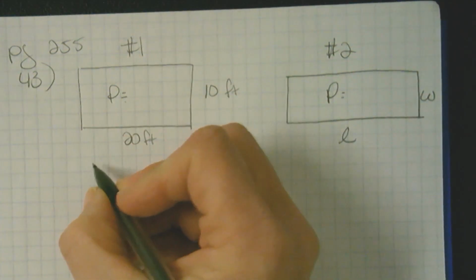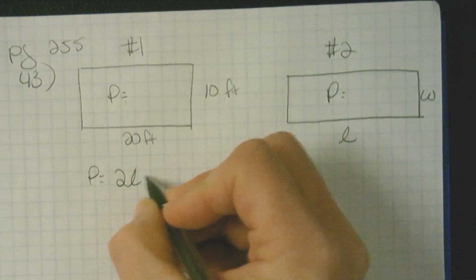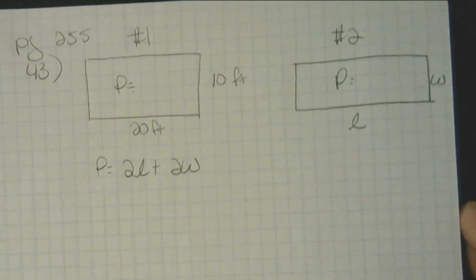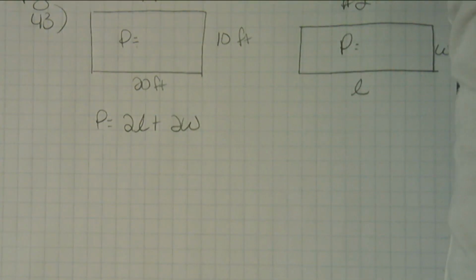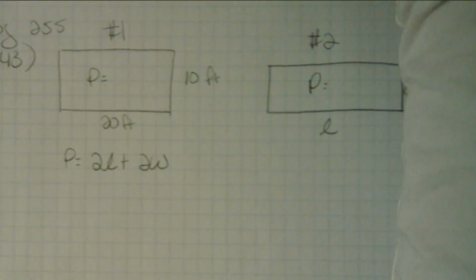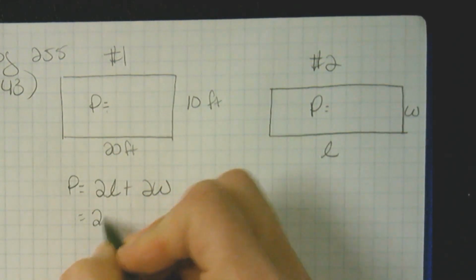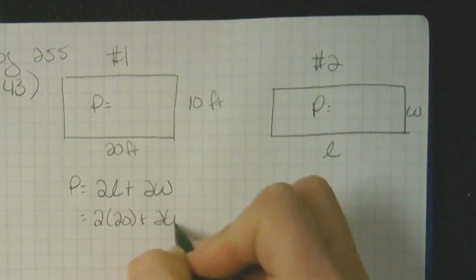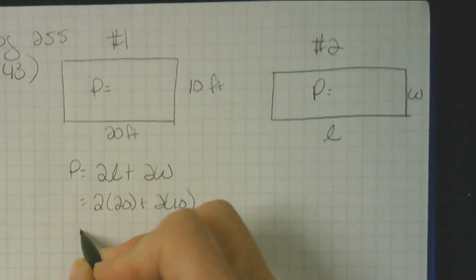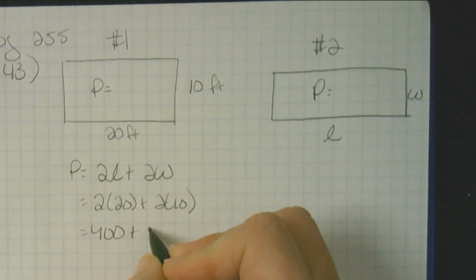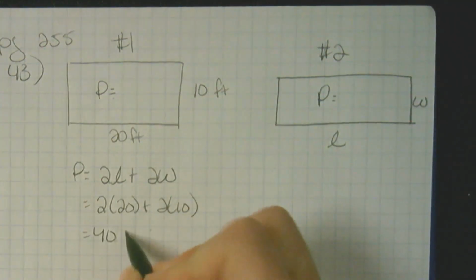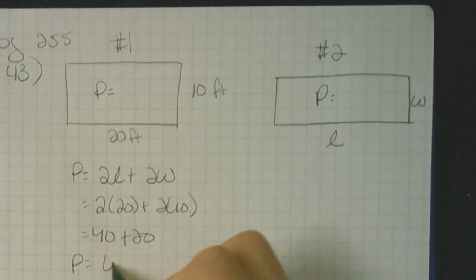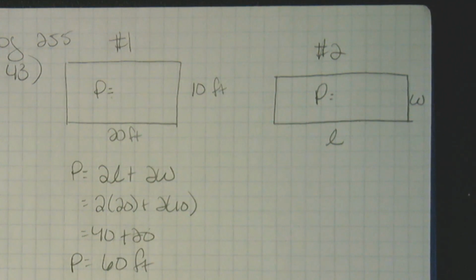So the perimeter of rectangle 1 is 2 times L plus 2 times W. All right, so that's the perimeter formula. Yes, that's the perimeter formula. I questioned myself for a second. And I'm just going to go ahead and substitute those in. So I have 2 times 20 plus 2 times 10. So I end up with 40 plus 20. So my perimeter is 60 feet. All right, so I found the perimeter of my first rectangle.